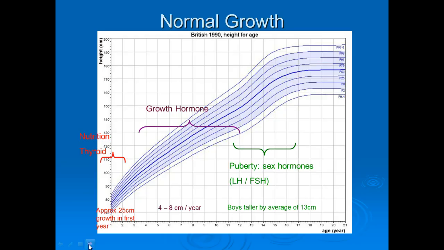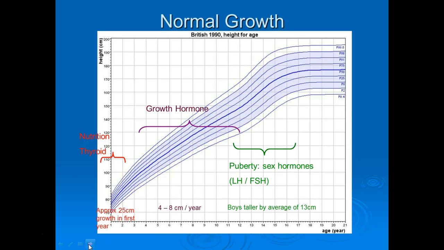So looking at normal growth, children gain approximately 25 centimetres of growth in their first year, and this is evident from a baby in arms to a child, say, on their first birthday. And this growth is derived from nutrition and the thyroid hormones. Growth hormone plays a part from a little later in life up until the time of puberty. So children grow on average between 4 and 8 centimetres a year, and this is classed as their childhood growth.